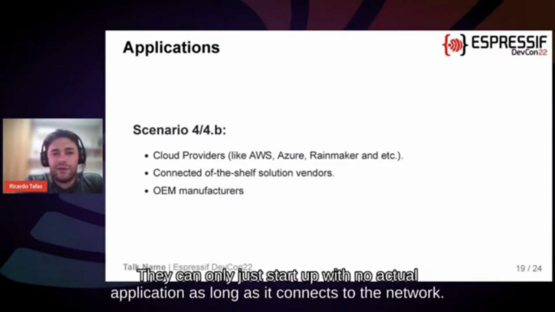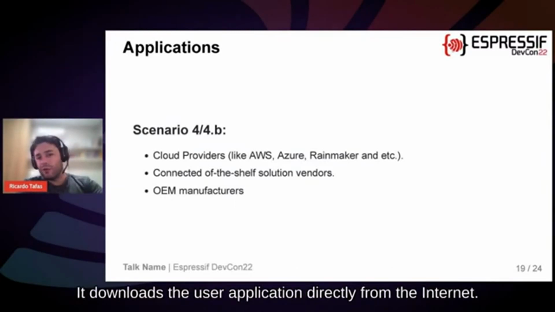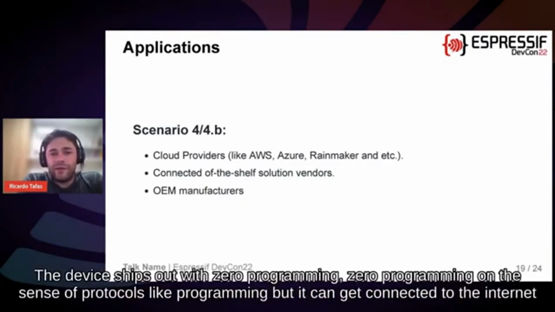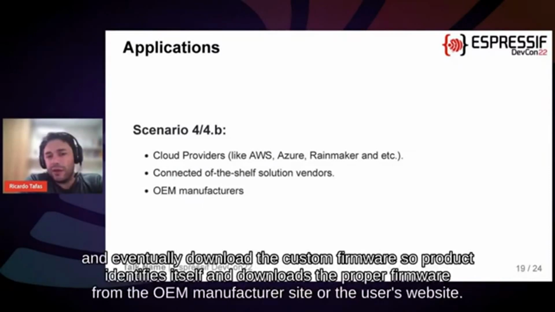They can start up with no actual application, as long as it connects to the network. It downloads the user application directly from the internet. It's also useful for OEM manufacturers, so the device ships out with zero programming, zero programming in the sense of a product, but it can get connected to the internet and eventually download the custom firmware. So the product identifies itself and downloads the proper firmware from the OEM manufacturer site or the user's website.